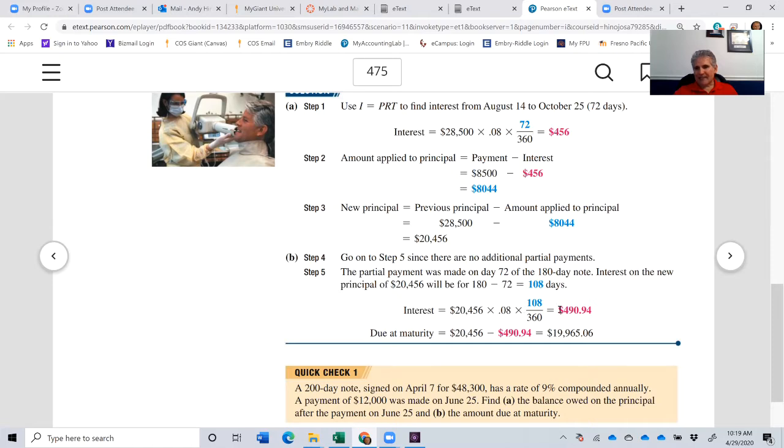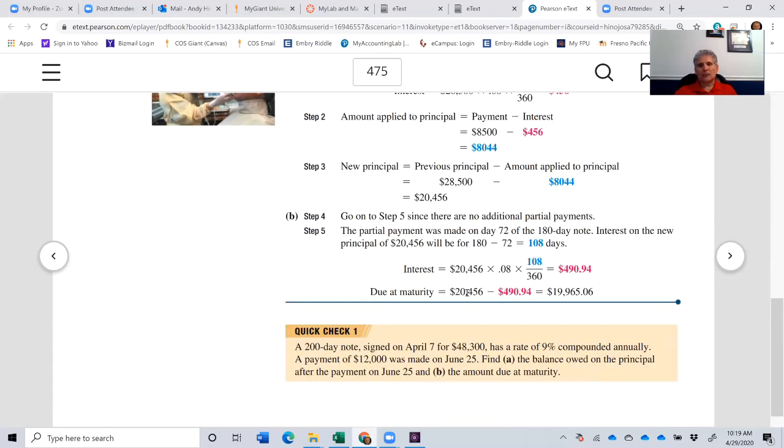So we're going to take this amount, that $490.94, and add it to the 20,456. This is wrong in the textbook. It's saying to subtract the 490. That would not be the case. You're going to add the 490.94, because that's the amount of interest that's been accrued for the 108 days. You're going to add that to the balance of 20,456.